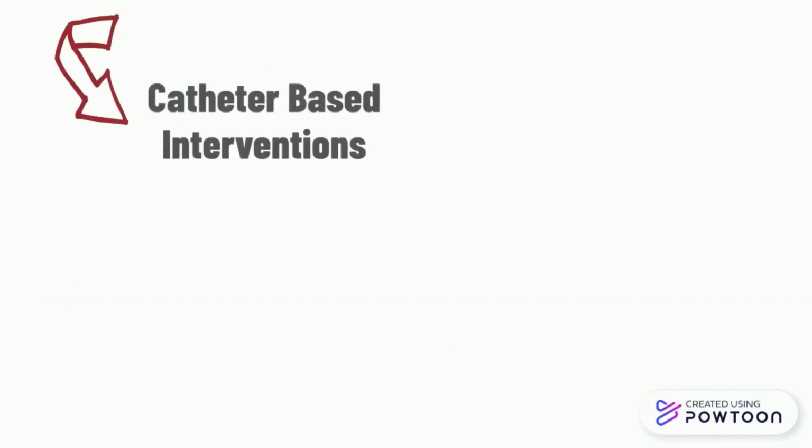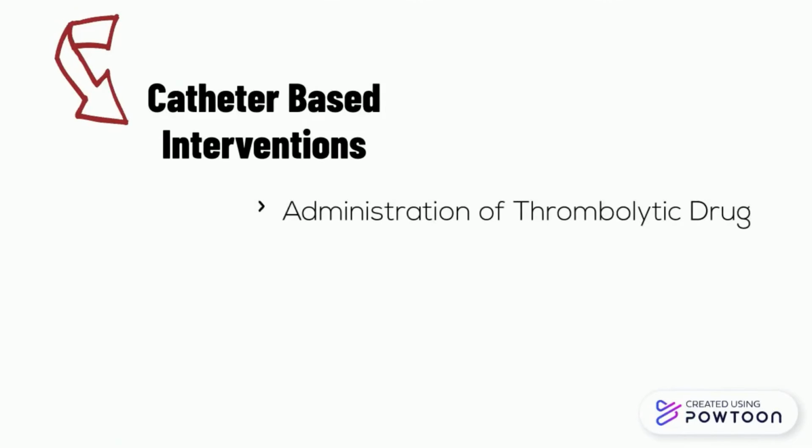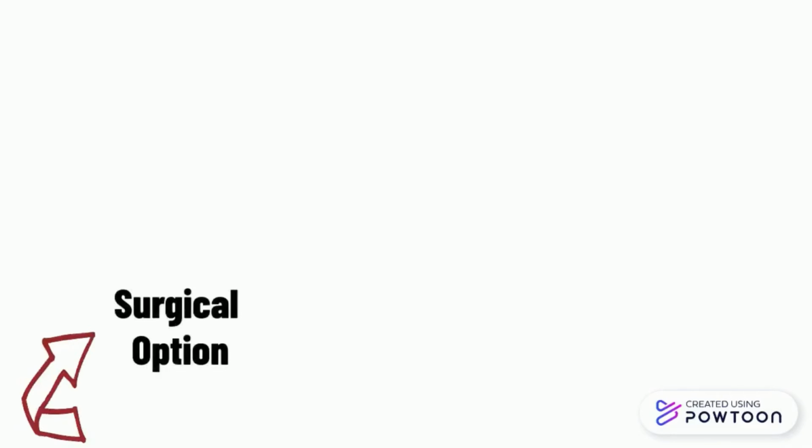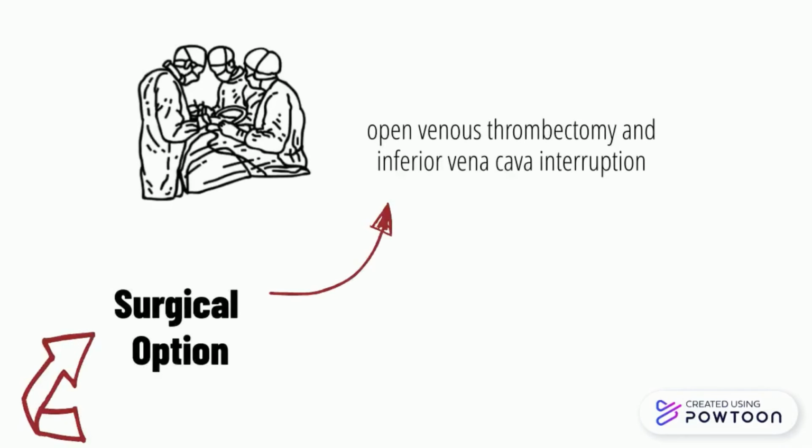There are also catheter-based treatment options available, such as direct administration of a thrombolytic drug that destroys the clot. This can be used in conjunction with treatments such as an angioplasty, stent placement, and/or mechanical thrombectomy. Next, there are surgical options, which involves an open venous thrombectomy and inferior vena cava interruption. Most cases of DVT are able to be managed medically, but a small number of patients may need to undergo surgical intervention.